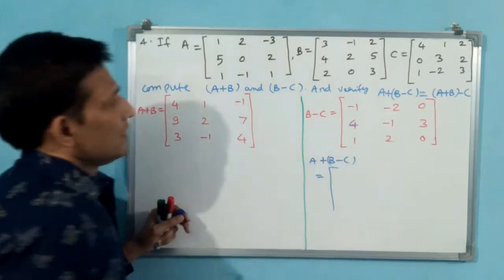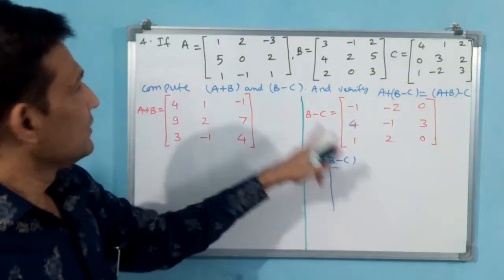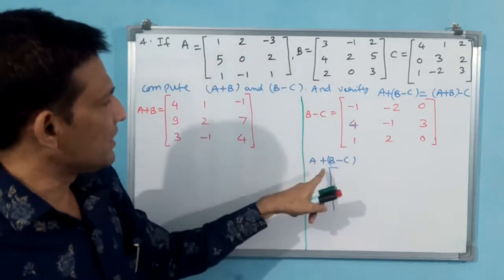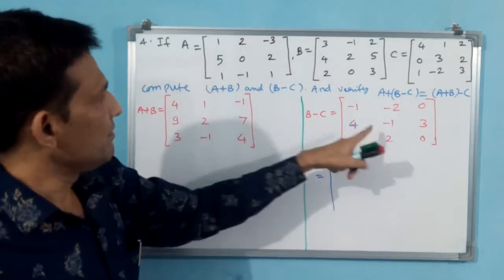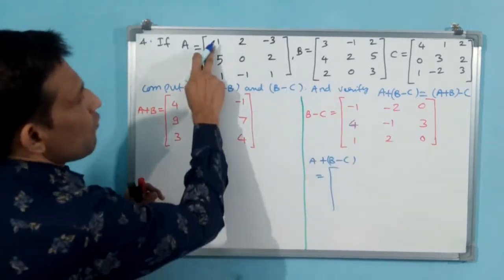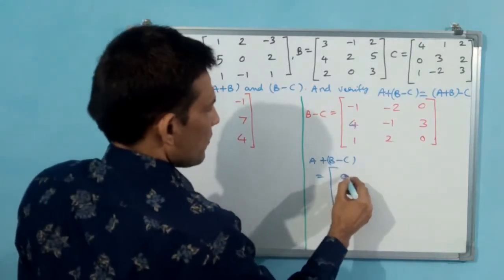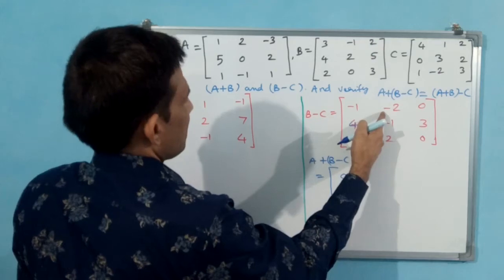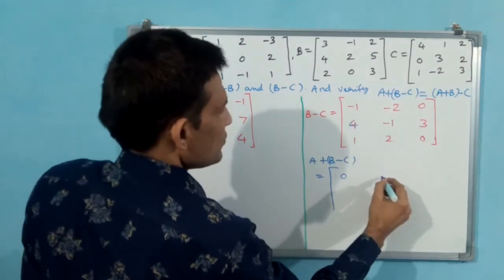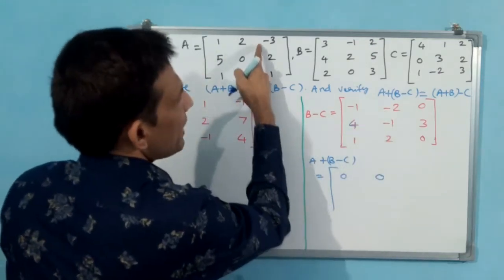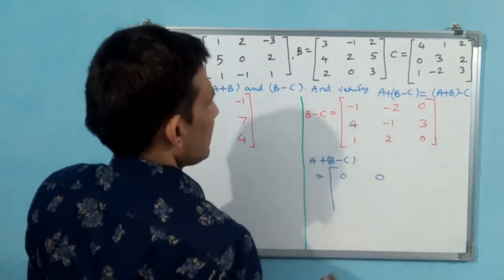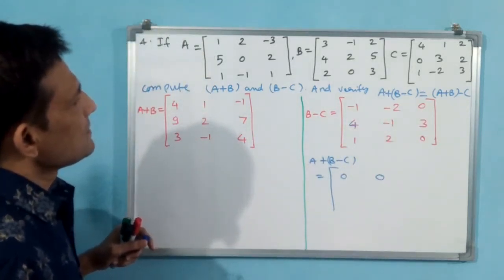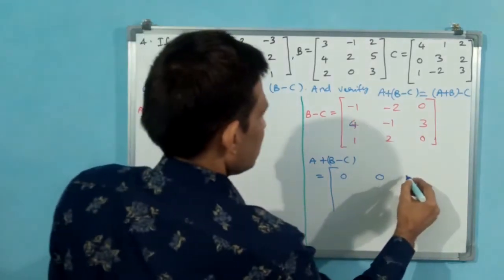Okay. Now how we are doing? A, B minus C. Both we are adding. Addition. 1 minus 1, 0. 2 minus 2, 0. Minus 3, okay, minus 3 will come.